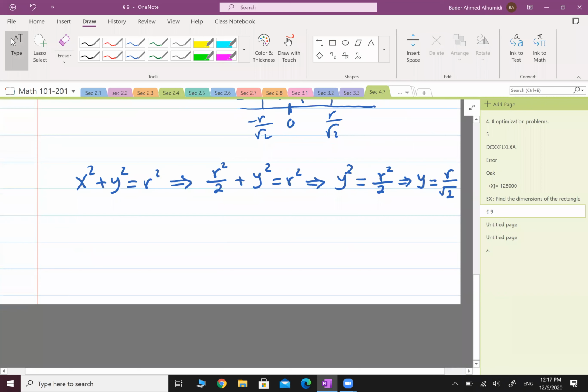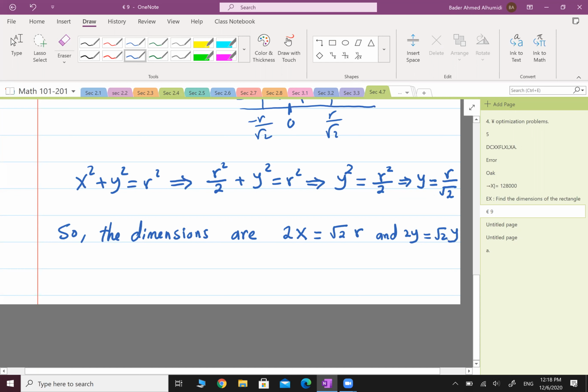Now the question is asking about the dimensions. So A is maximum. Okay, let me say the dimensions of the maximum rectangle are 2x and 2y. 2x will be radical 2 times r, and 2y equals the same thing, radical 2 times r. Where did we get this radical 2 times r from? It is 2x, so 2 times r over radical 2. Canceling this with this, you have radical 2 here. So we have r radical 2.